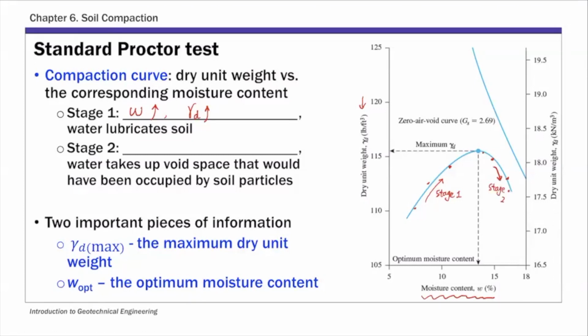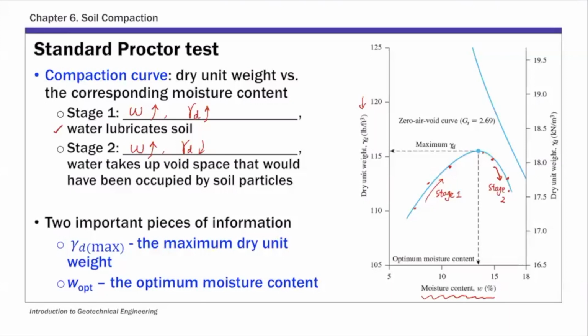So in stage 2, as the water content increases, the dry unit weight actually decreases. The reason for these two distinct behaviors: for stage 1, when water content is relatively low, as you increase water content, water lubricates soil particles. That's why you see this increase of dry unit weight. So this lubricating effect allows soil to pack denser, to move closer to each other.